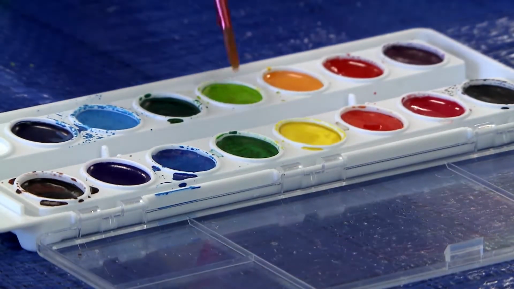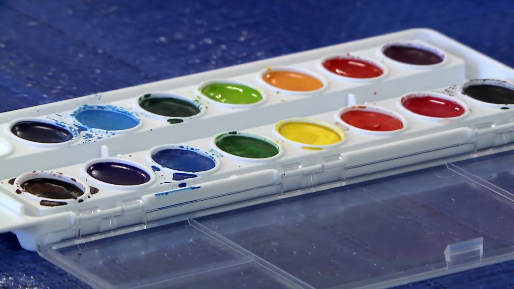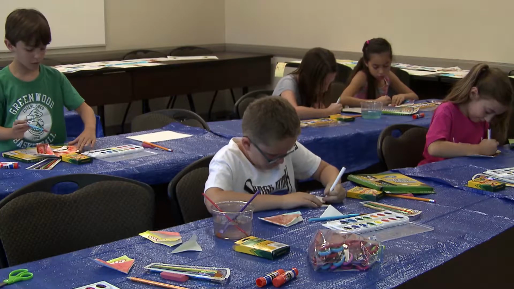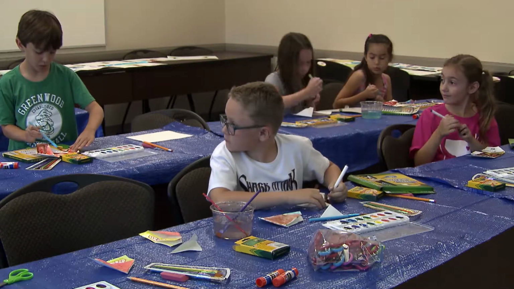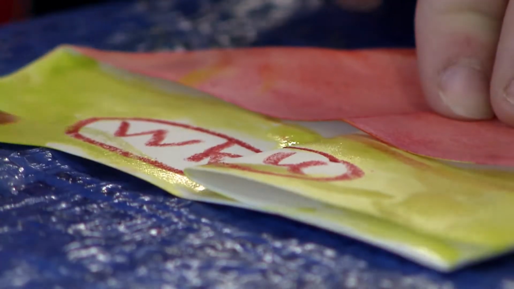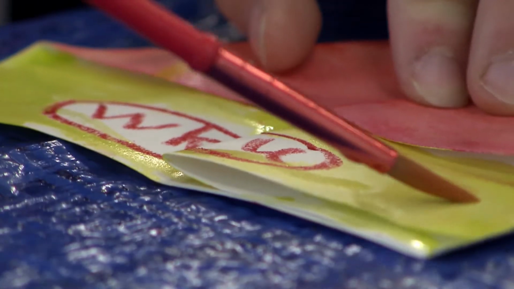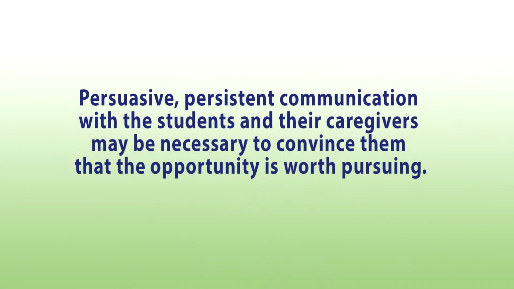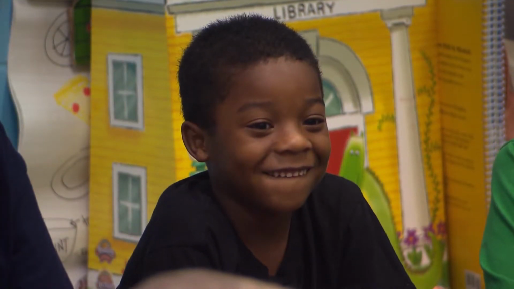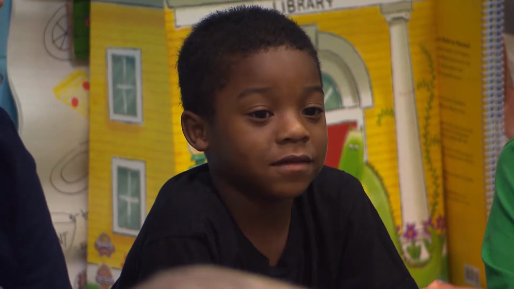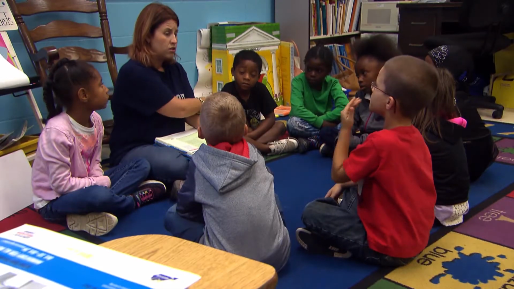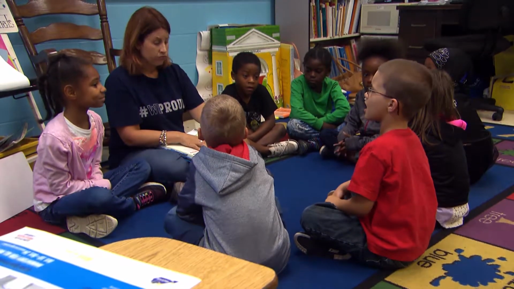Enhancing opportunities for advanced learning also reduces excellence gaps. However, emerging research suggests that communicating about the opportunities may not be enough to get low-income students involved. Persuasive, persistent communication with the students and their caregivers may be necessary to convince them that the opportunity is worth pursuing. Jennifer Stith, gifted and talented resource teacher at King Elementary, describes how she increased participation in a summer academic camp.